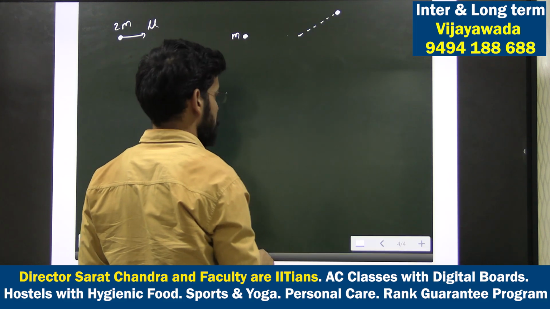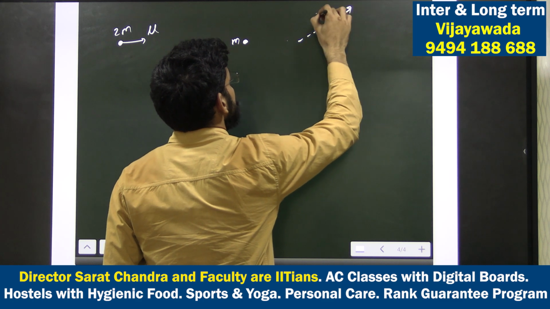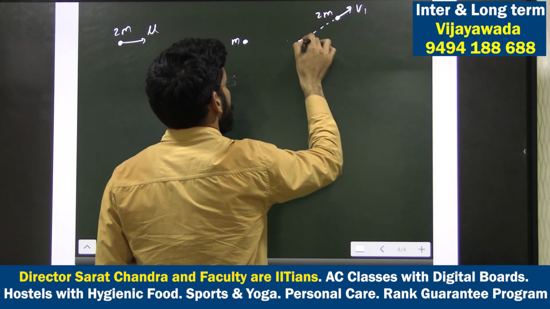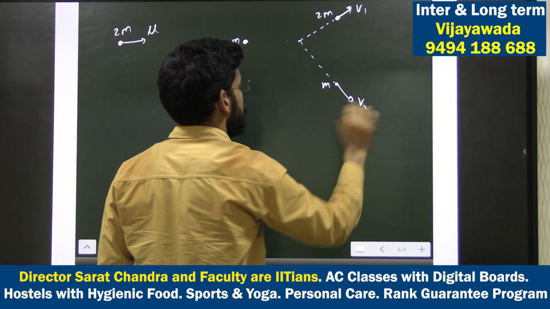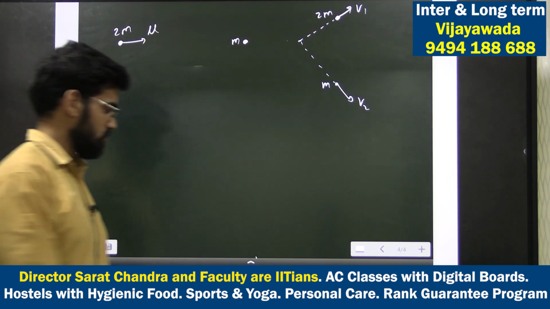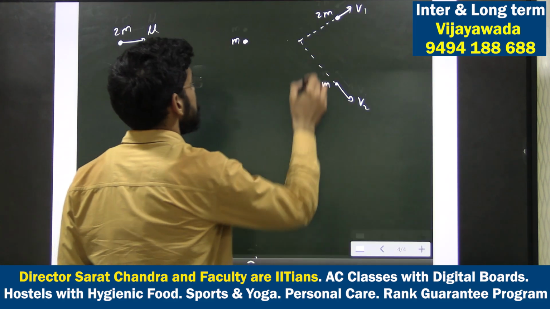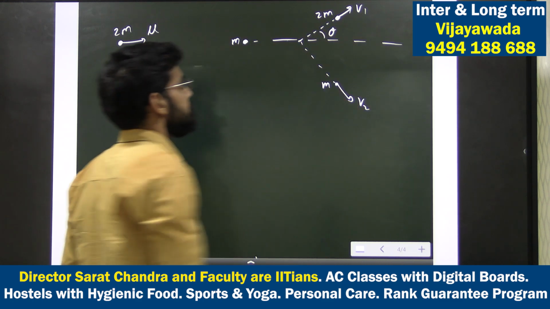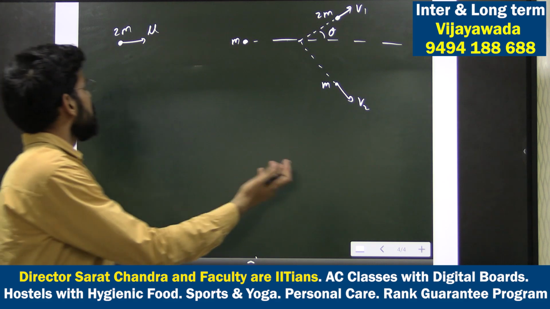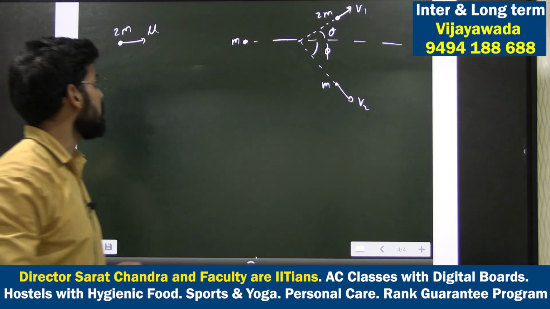So above, which one is going? The 2m mass is going this side, let's say with v1. And the m mass went, let's say, this side with v2. Above, this angle is given as theta. So joining this line horizontally, this angle is theta. Let's consider the other angle as phi.